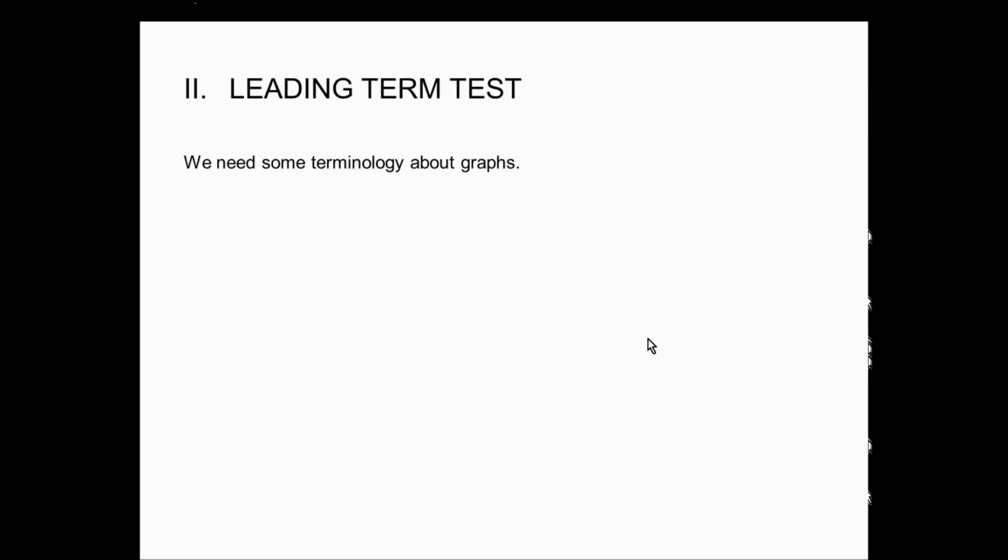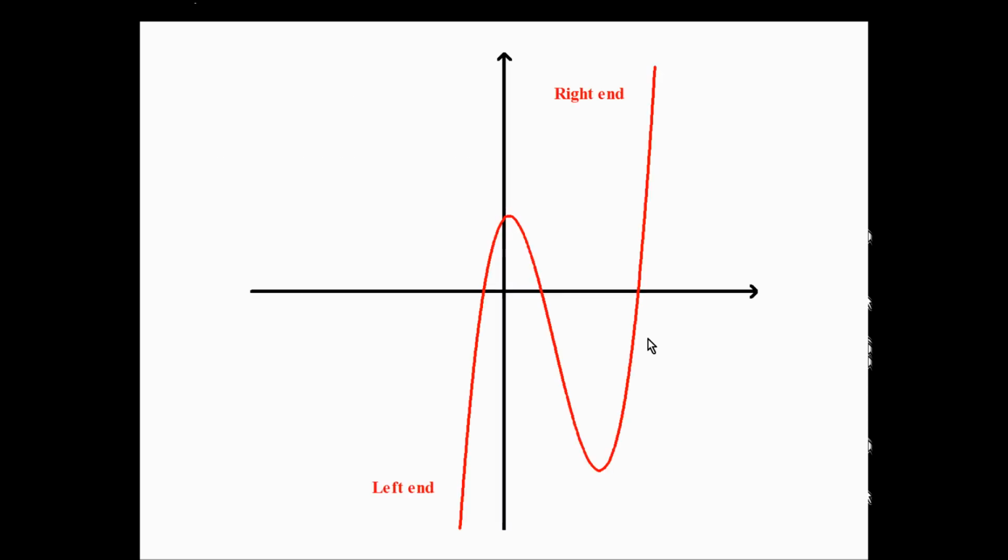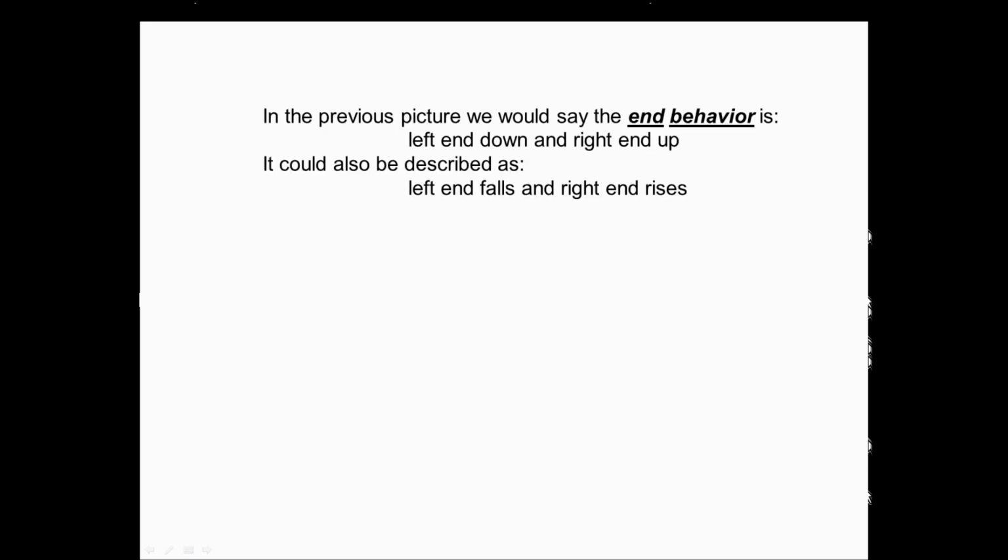The leading term test. It's sometimes called the leading coefficient test, but you actually do need the entire term. So we need some terminology about graphs. About graphs in general, but it mainly applies to the polynomial functions. So this would actually be what would be sigmoid shaped. This side on the left, which keeps going down, we call it the left end. This piece that's on the right, we call it the right end. It just keeps going up. This one keeps going down.